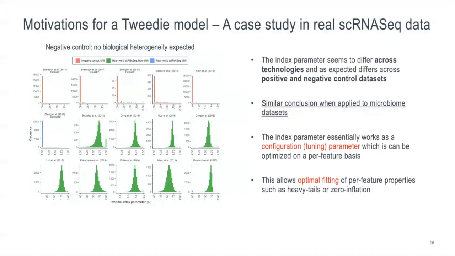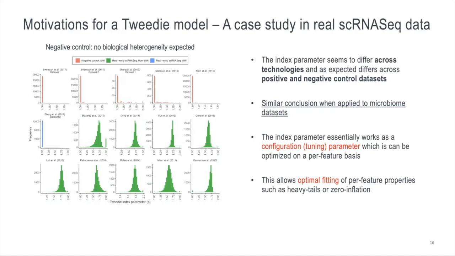I am jumping towards the single cell example because I didn't have negative control and positive control data sets in the microbiome. On the left, we have verified this hypothesis that this index parameter should be very different across data sets. We have taken some negative control data sets. Negative control simply means there is no biological heterogeneity expected. But these are single cell data, and as I said, single cell data are usually very similar to microbiome. What we have seen here, which agrees with the literature and the biology, is that in the negative control data, the index parameter P is fixed at 1.